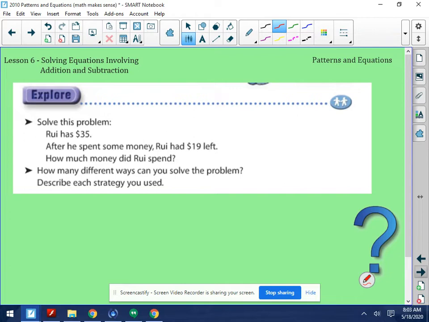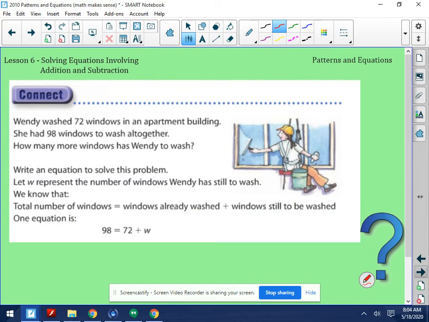Here's another question. Rui has $35. After he spent some money, we don't know how much he spent, we have to find that out. He has $19 left. How much money did Rui spend? So we could look at it as starting off with 35, take away the money that he spent, equals 19. You have to find out how much money he spent. So you have to do that in your head. And it suggests a couple of ways you can solve this problem.